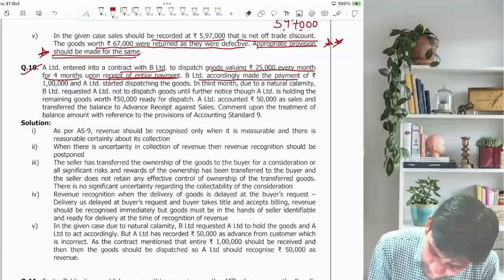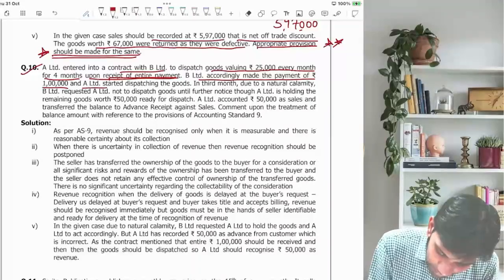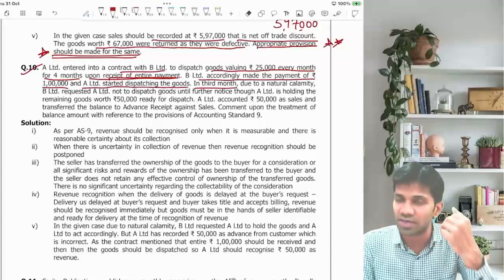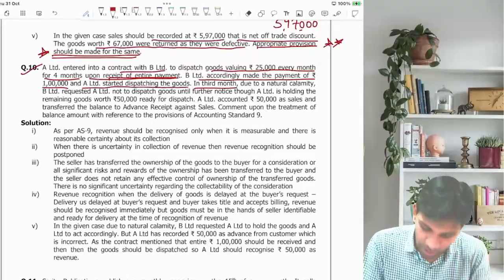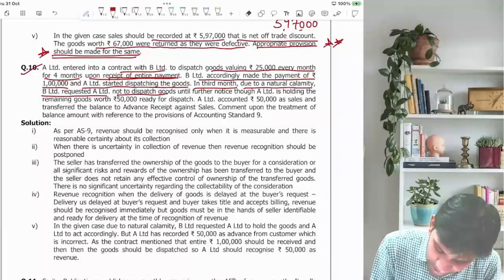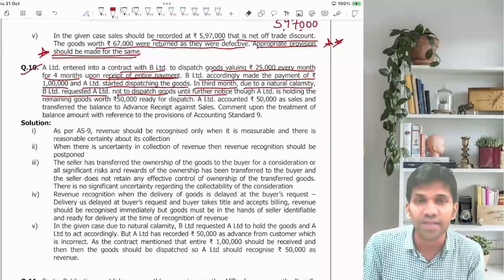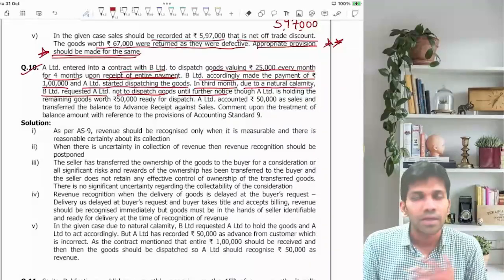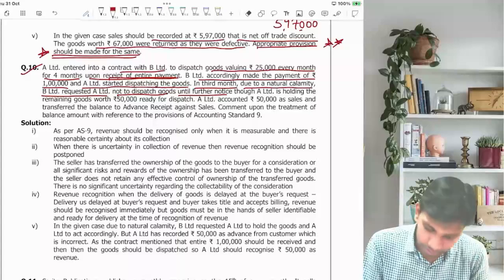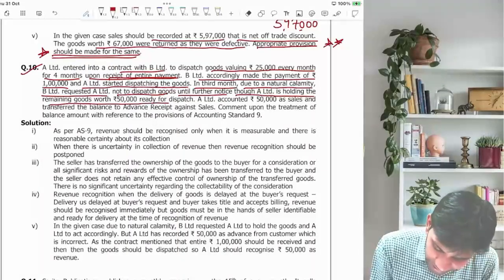B Limited accordingly made the payment of rupees 1,25,000 into 4. And A Limited started dispatching the goods in the 3rd month. So the first 2 months' goods were delivered to B Limited. But in the 3rd month, due to natural calamity, B Limited requested A Limited not to dispatch the goods until further notice. So some natural calamity happened at B Limited's place. So he requested A Limited not to deliver the goods until he communicates further intimations. Though A Limited is holding the remaining goods worth 50,000 ready for dispatch.